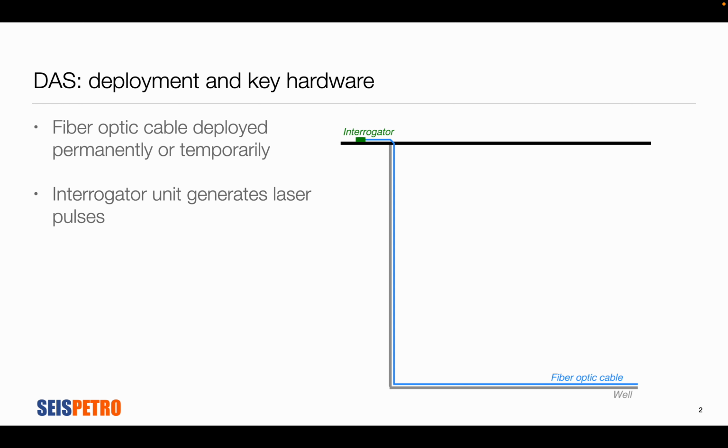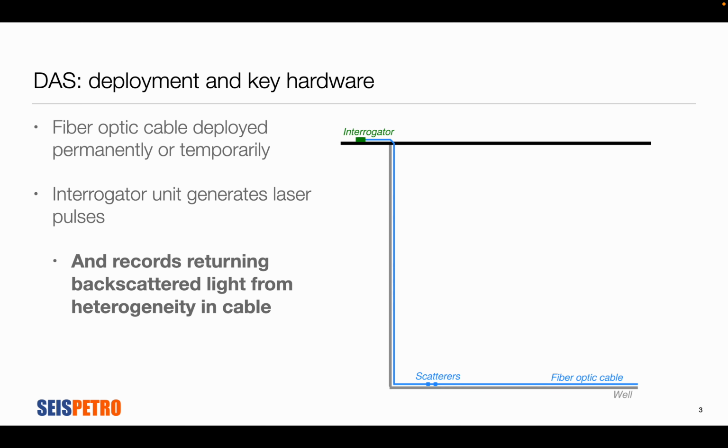And the first step is that the interrogator includes lasers, which generate light pulses which travel downwards along the fiber optic cable. Importantly, however, that interrogator unit, the same device, records returning backscattered energy that is reflected from or scattered by heterogeneities or scatterers located in the fiber optic cable. And here in the illustration, I showed just a couple examples of positions of scatterers for visualization. Really, the scatterers are just minute heterogeneities within the fiber optic cable located everywhere along its entire length.